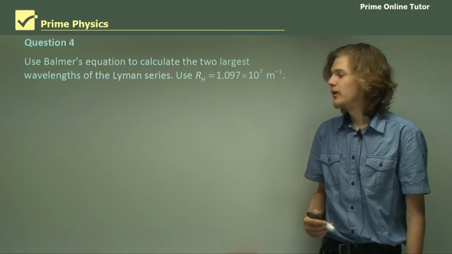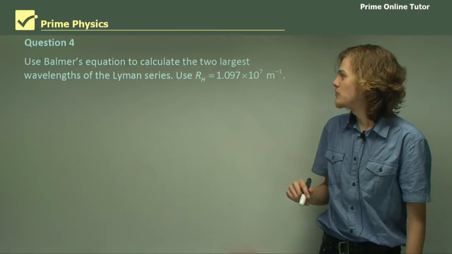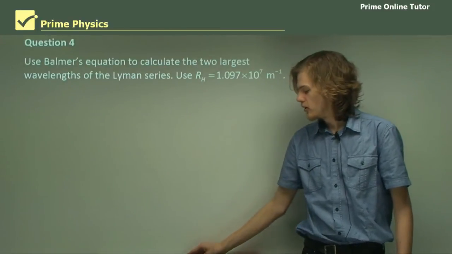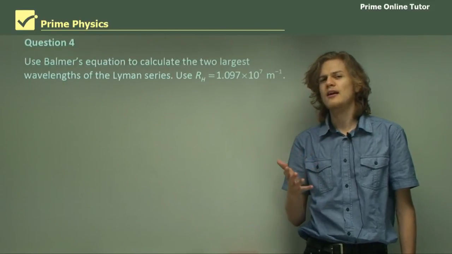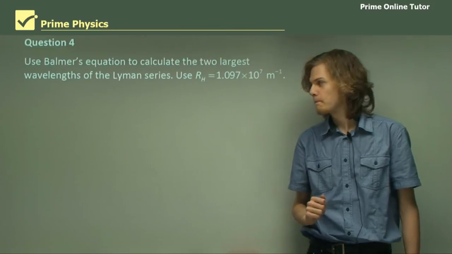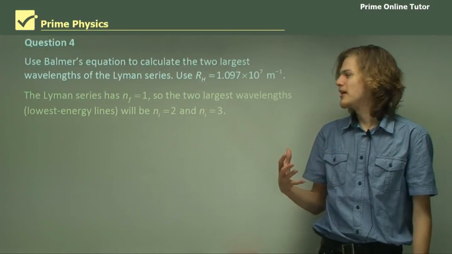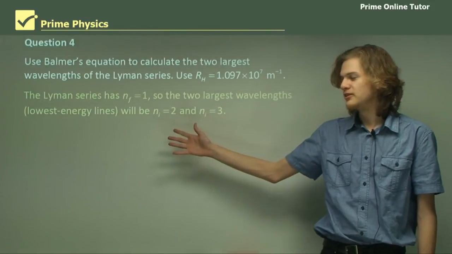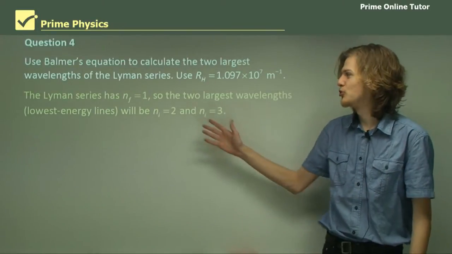Question 4. Use Balmer's equation, again, to calculate the two largest wavelengths of the Lyman series. Use this value for Rydberg's constant. So, what's the Lyman series? That'll have to do with the nf, right? The final energy level. The Lyman series has nf equals 1, which means that we'll be getting stuff in the ultraviolet spectrum. The lowest energy lines will be ni equals 2 and ni equals 3, because these are the closest ones to 1, of course.